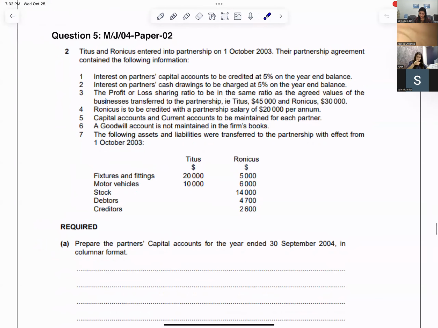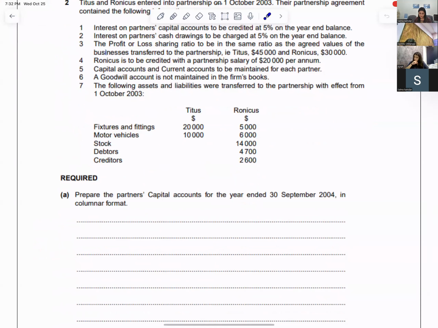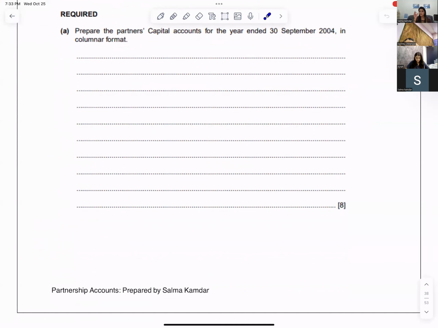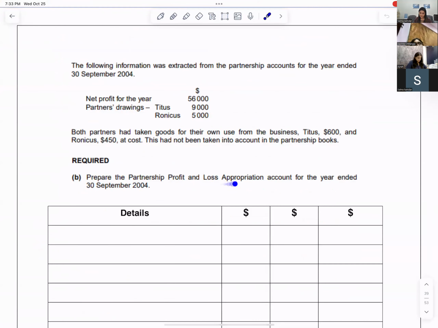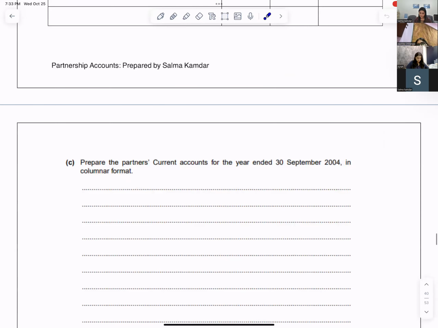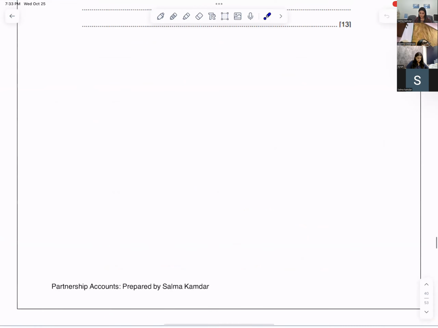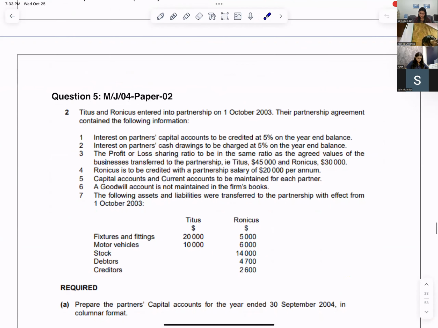Before that, I will tell you what we are supposed to make. We are supposed to make the partners' capital accounts in columnar format, that means side by side. We also have to prepare the profit and loss appropriation account, and the partners' current accounts again in columnar form. Okay, so read the question.